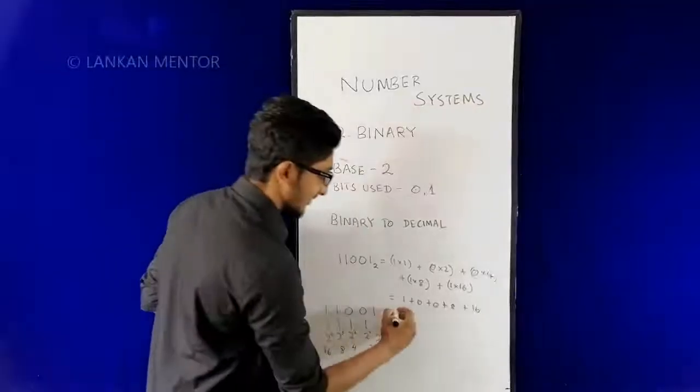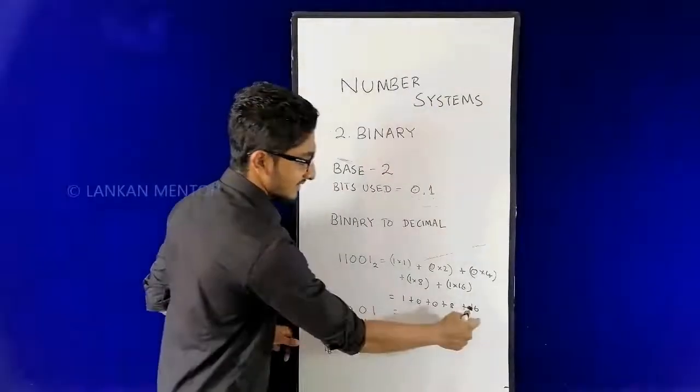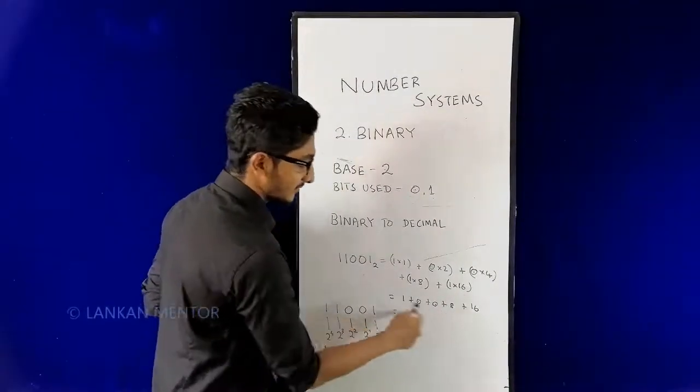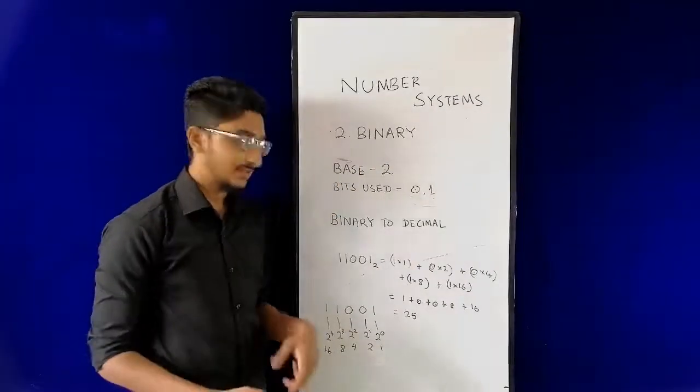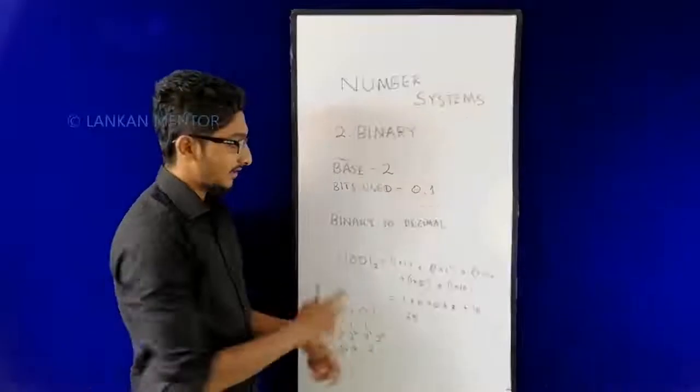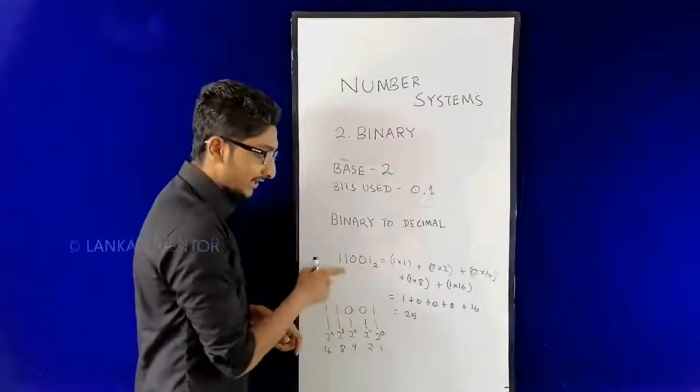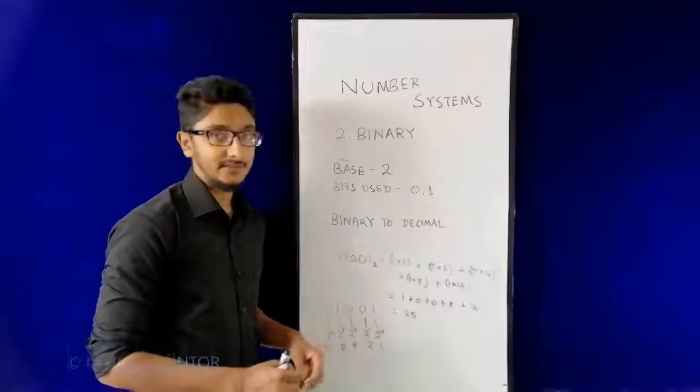Right? Now you just have to add the numbers. 16 plus 8, 24, plus 1, 25. So that is your decimal value. The decimal value of this binary number is 25.